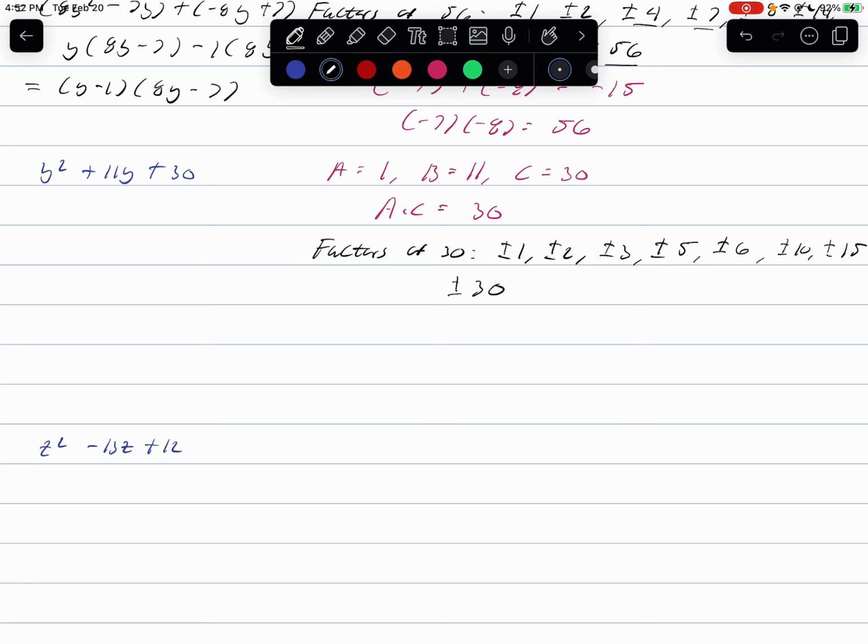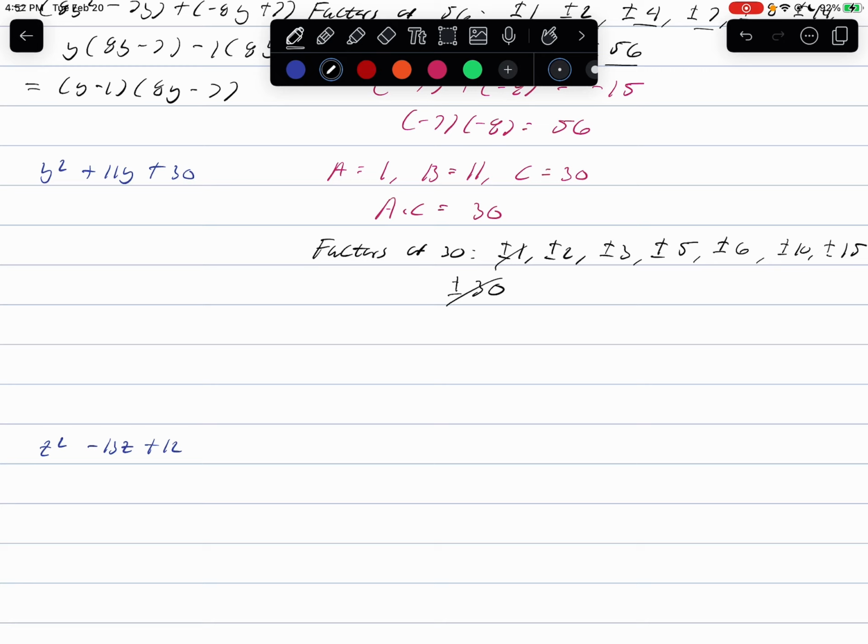Okay, so we want to find numbers that add together to give us 11, but also multiply together to give us 30. So we can probably go ahead and assume 1 and 30 are not going to work. Okay, so we could have 15 plus negative 2. Well, we need to be positive, so that's not going to work. 2 and 15 aren't going to work.